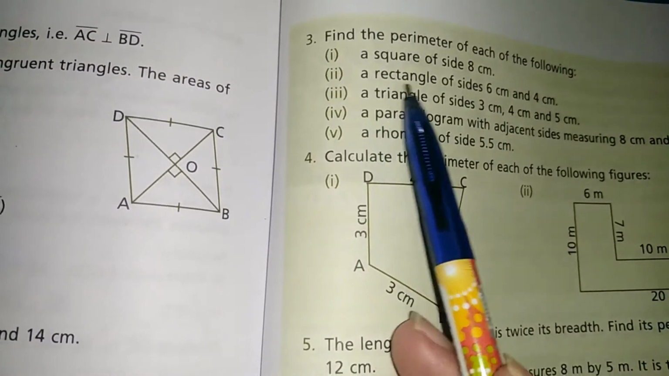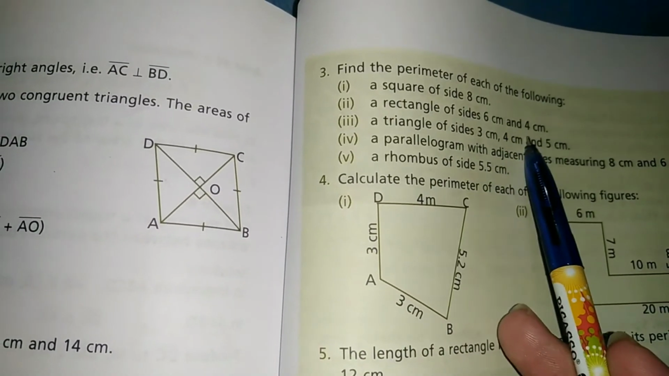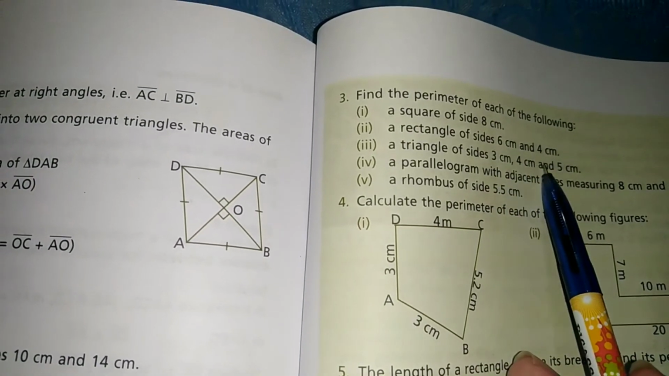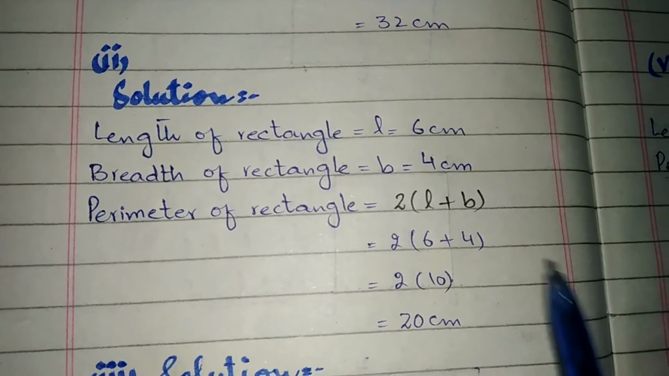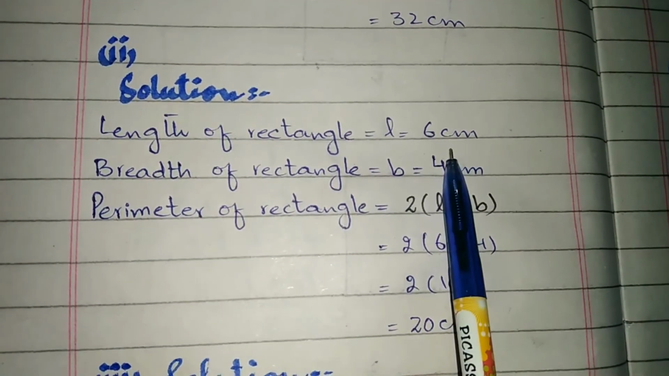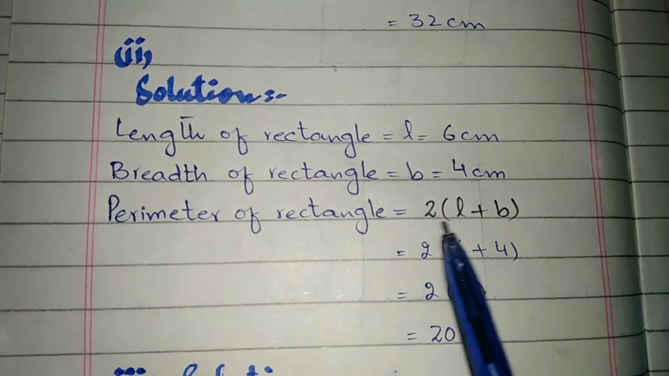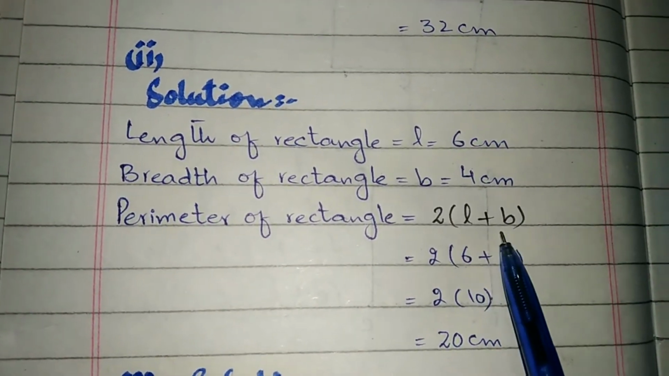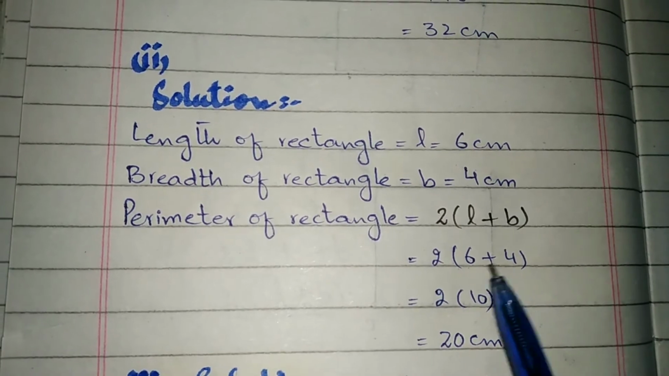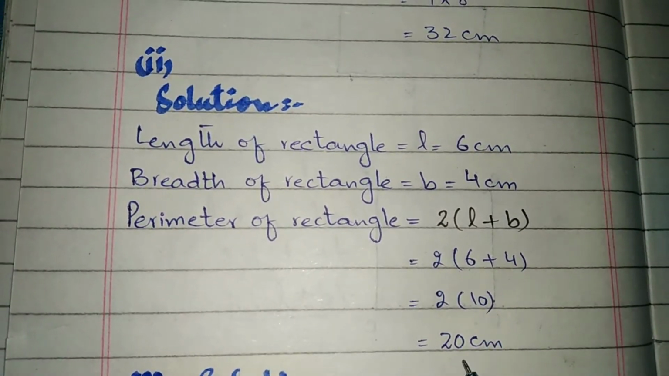Part number 2. A rectangle of side 6 cm and 4 cm. 6 cm length and 4 cm breadth. Length of rectangle is equal to 6 cm. Breadth of rectangle is equal to 4 cm. And the perimeter of a rectangle formula is 2 into length plus breadth. So length is 6 and breadth is 4. 6 plus 4 is 10 and 2 multiplied by 10 is equal to 20 cm.